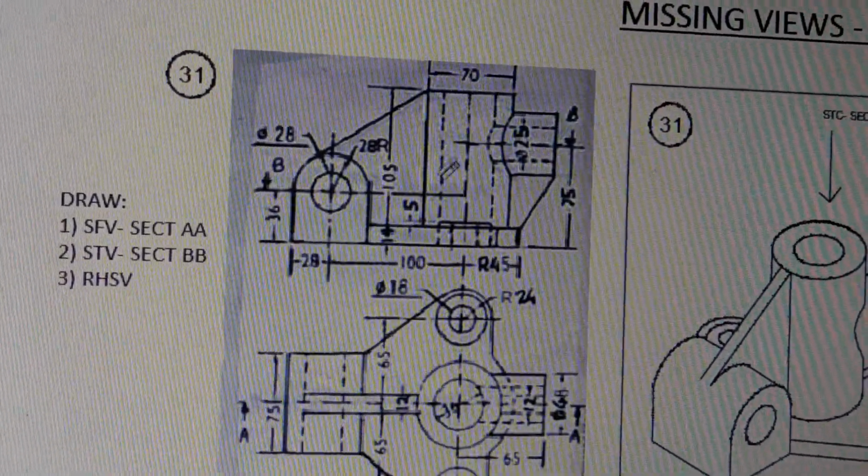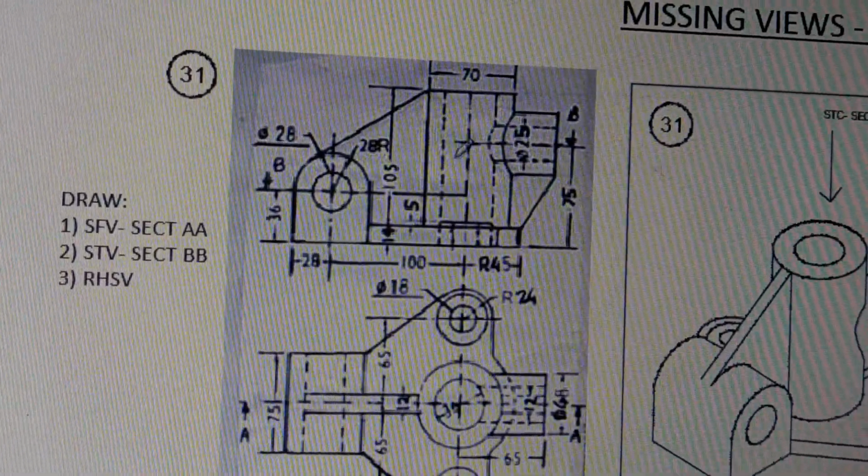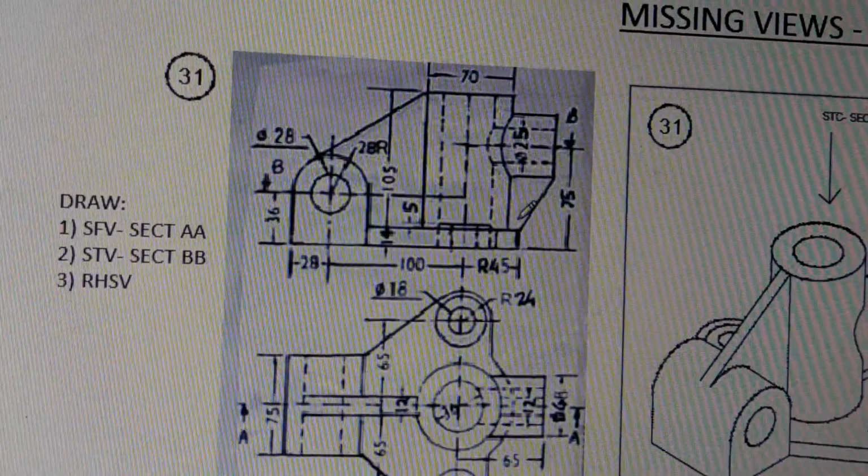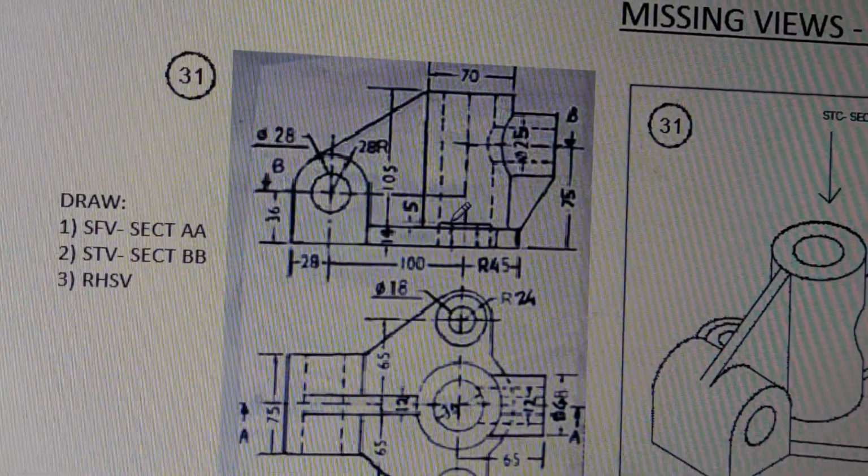Now this hole is complete through till here. So this dotted line is still here. Then there is one more rib here, and then what you see here, a 5 mm raised surface.